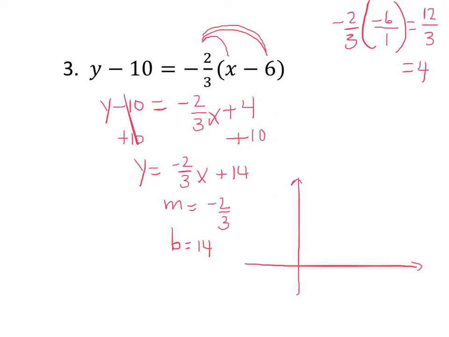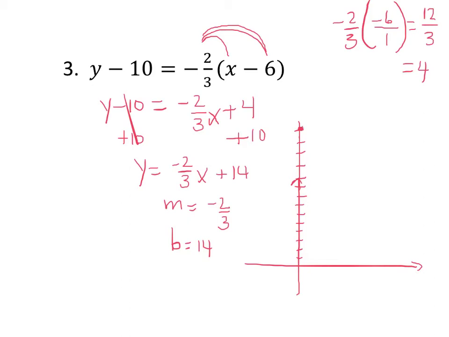So 1, 2, 3, 4, 5, 6, 7, 8, 9, 10. Gotta keep on going. 11, 12, 13, 14. So that's way up here. I'm going to put a point right here.